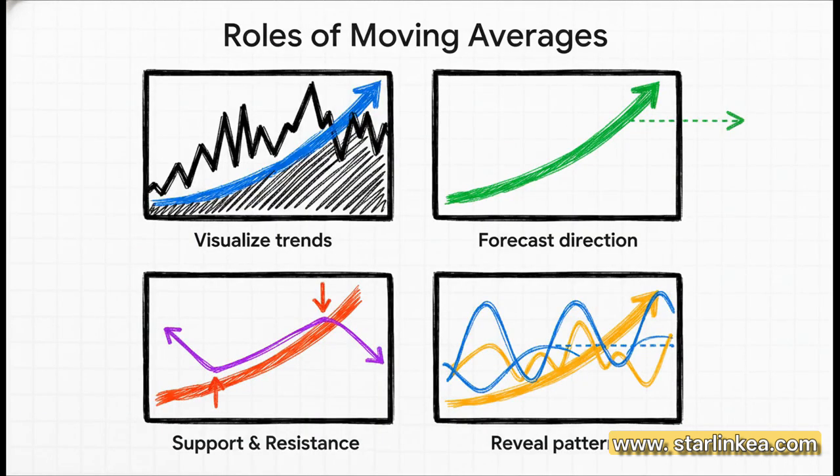Okay, so why is that so incredibly useful? Well, for one, MAs help us see the trend way more clearly by filtering out all those random scary price spikes. They use the past to give us clues about the future. And here's the really crucial part. They often act as dynamic support and resistance levels, like a moving floor or ceiling that the price bounces off of. It's all about finding these predictable patterns in the market.